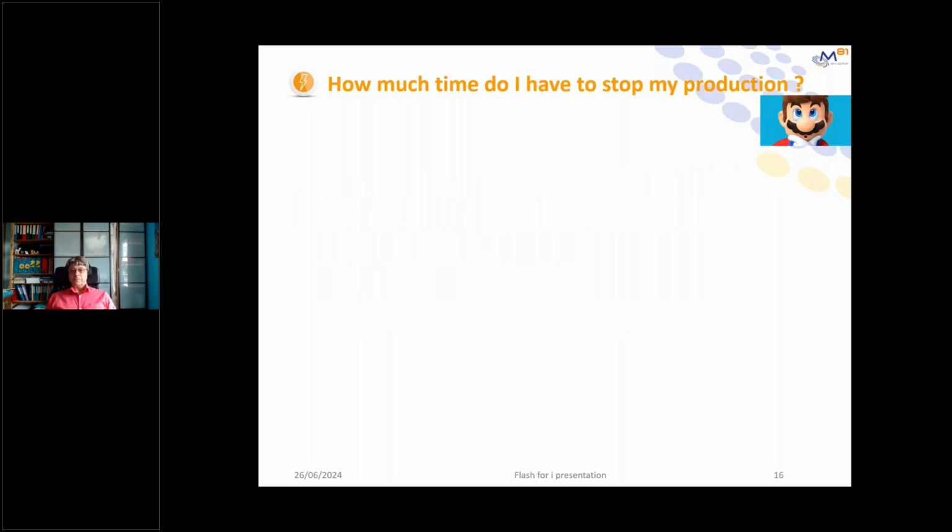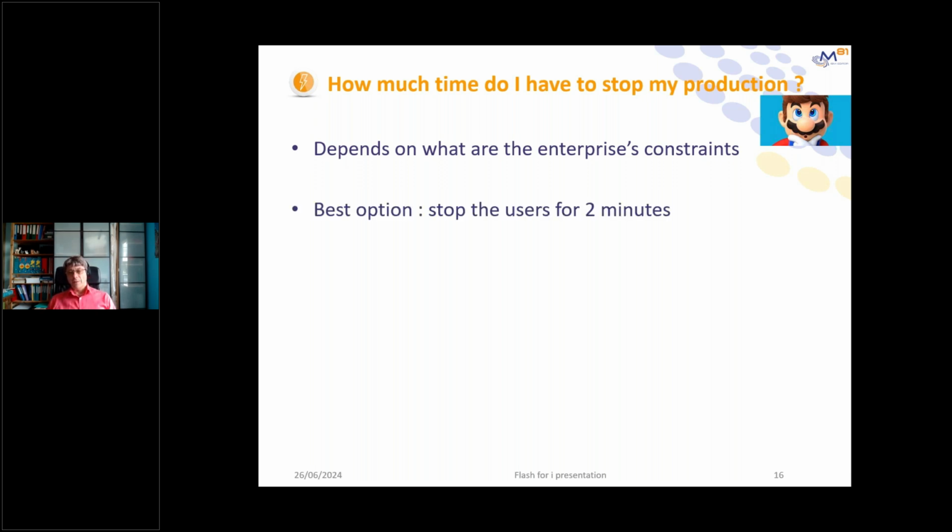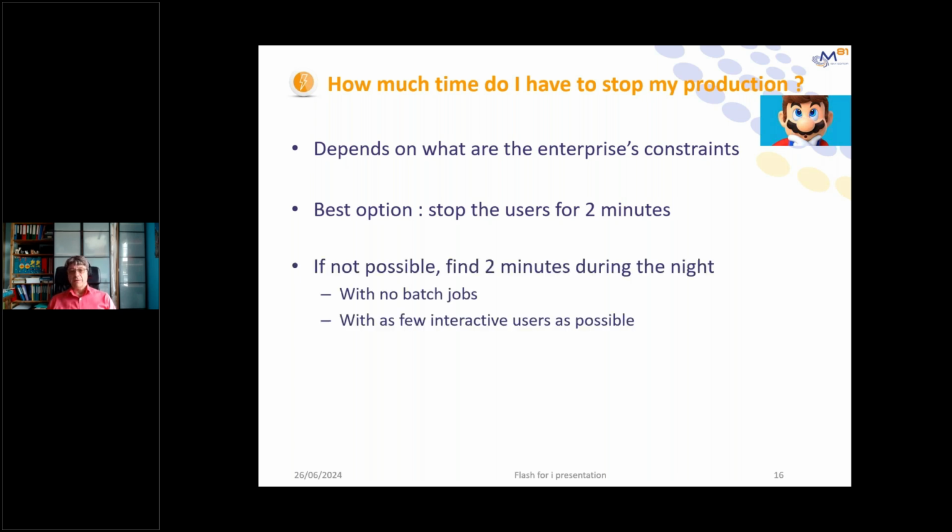So first question, how much time do I have to stop the production partition? Well, it depends. If it's possible to stop your users for 2 minutes, then it's very good because you have everything stable. No write on the production, and you can start the Flash copy. If it's not possible to find 2 minutes, then it's good to find 1 or 2 minutes where there's no big batch job, and just a minimum of interactive users. And with this, it works.